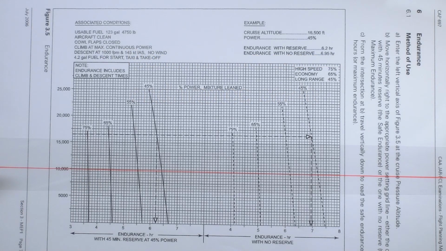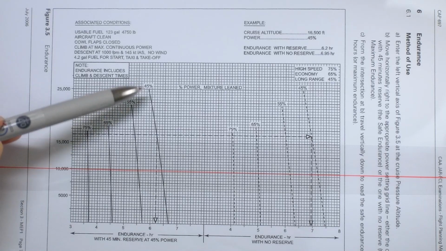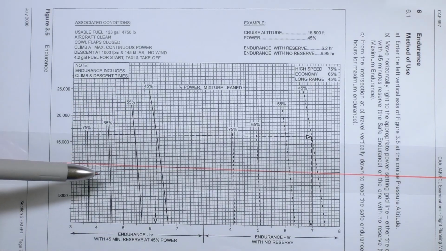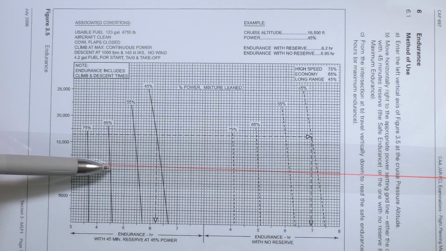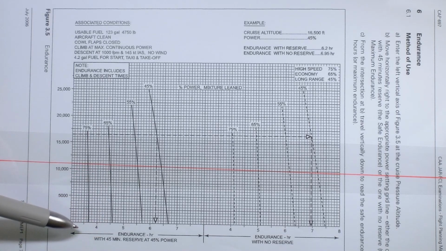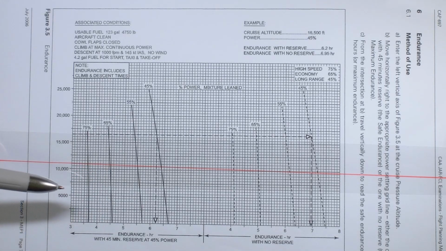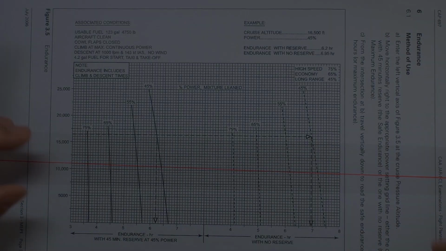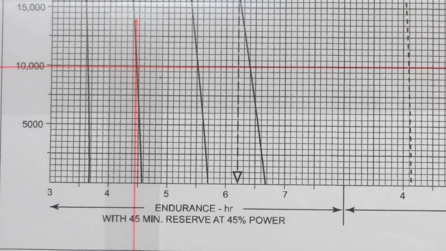Let's say we want to cruise at 65% power, so we will simply select the 65% power line. You can see we have 75, 65, 55, and 45. So at 65% power, we just need to draw a straight line down to the endurance scale and read off the scale. Let's do that now. And that should look something like this.